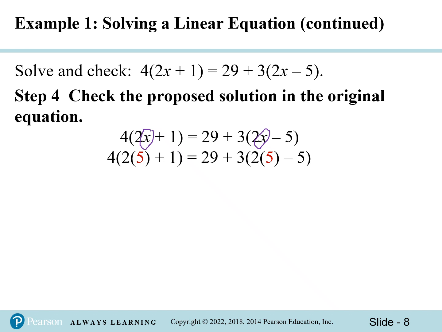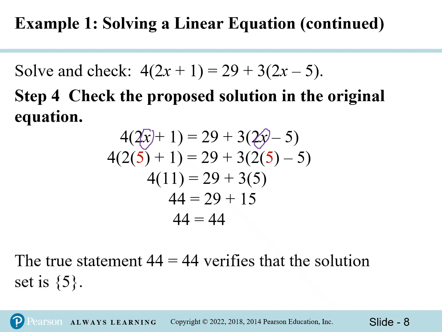So I put the 5 in, so then I'm going to have to do 2 times 5 is 10 plus 1 is 11, and on the other set of parentheses I'll have 2 times 5 minus 5 is 5. So I'll have 4 times 11 equals 29 plus 3 times 5. So now multiply. 44 equals 29 plus 15. And 29 plus 15 is 44. So it checks. Therefore, my solution set is just 5.